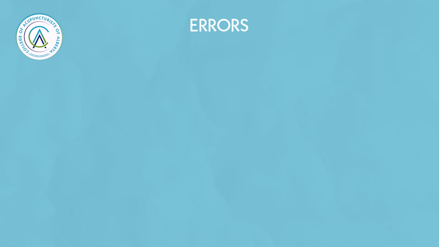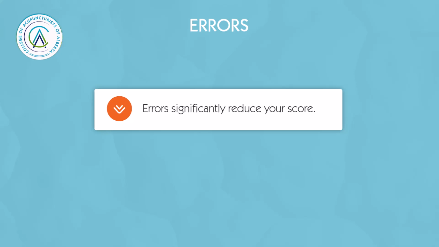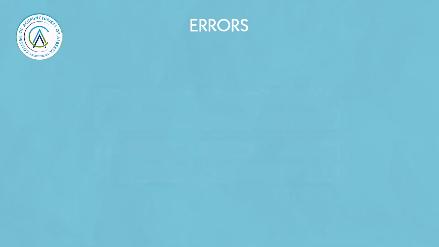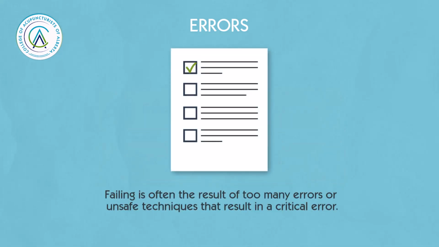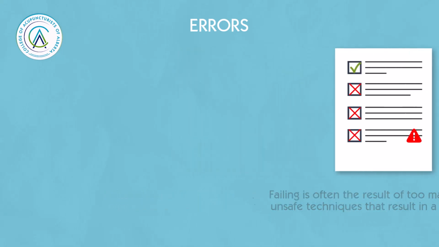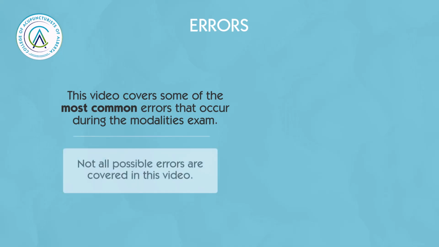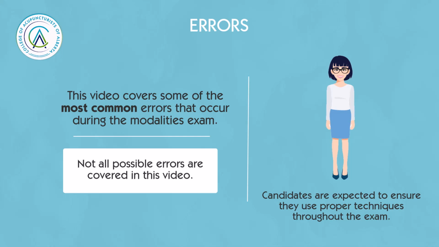To succeed, candidates should avoid making errors and critical errors. An error will significantly reduce your score, while a critical error results in an automatic fail. Candidates who fail this exam have usually accumulated too many errors or demonstrated unsafe techniques that resulted in a critical error. This video does not cover all possible errors. It is the candidate's responsibility to illustrate proper techniques throughout the exam.